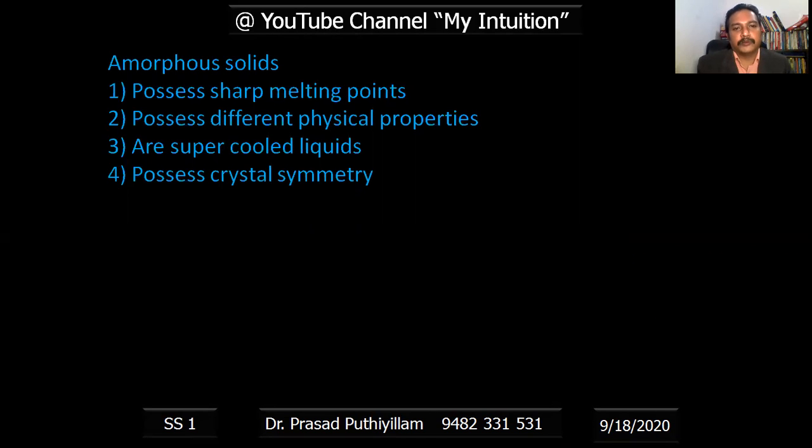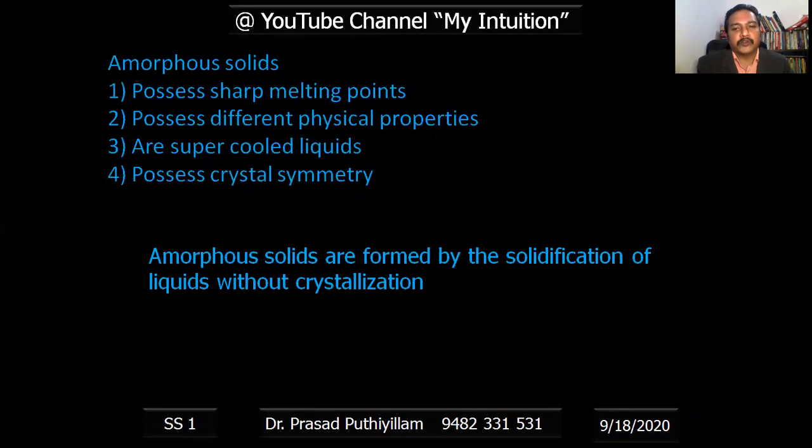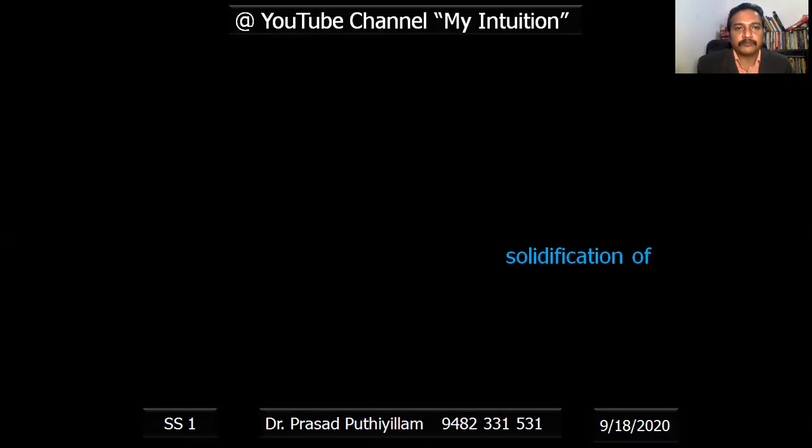They have almost the same physical property, and they are supercooled liquids. They are not crystals themselves. Therefore, amorphous solids are formed by the solidification of liquids without crystallization, or you can say they are supercooled. From the liquid state, it is converted to the solid state at a fast rate, without allowing the atoms, molecules or particles to crystallize and occupy the crystal lattice points. Therefore we can say that they are supercooled liquids.